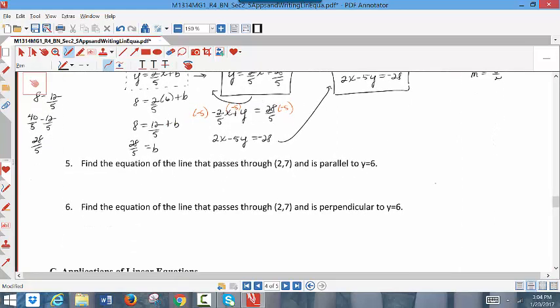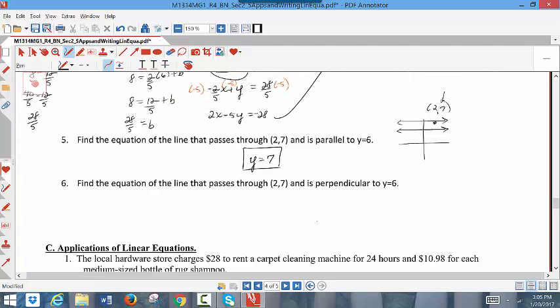Find the equation of a line that passes through point (2, 7) and is parallel to y equaling 6. Okay, if it's parallel to y equaling 6, y equaling 6 is up here somewhere like this. If it's parallel to that, then it's also going to be a horizontal line. And every horizontal line is a y equals equation. Now, if it's a horizontal line passing through the point (2, 7), then its equation, y equals, has to be y equaling the y value of the point it is passing through.